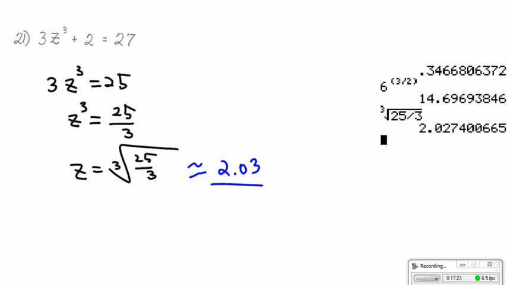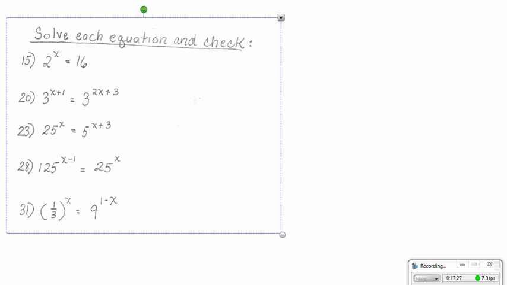2.03 is the nearest hundredth. Alright, now let's go for the next one here. In this case, we have to have the same base, which is equal to 2 to the 4th power. That's what 16 is. So we realize that x must be equal to 4. Here, same base already, and x plus 1 must be equal to 2x plus 3.